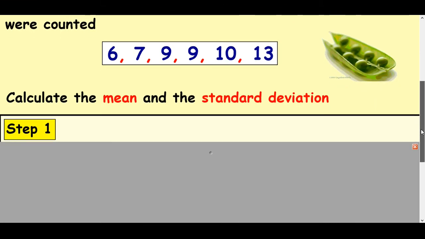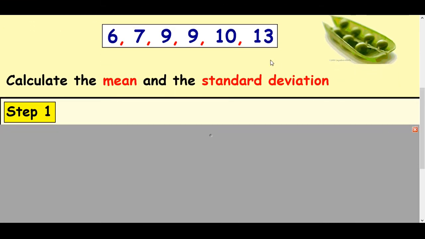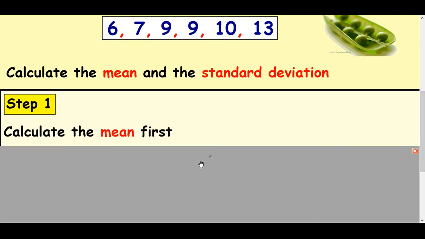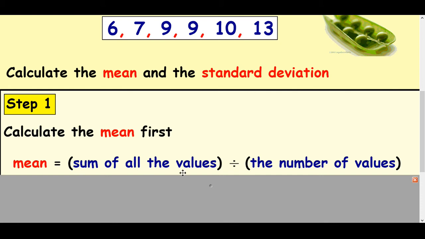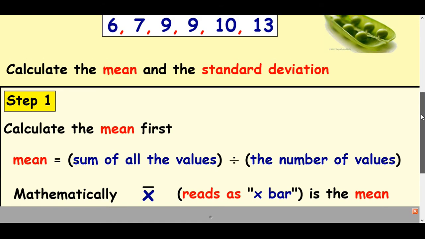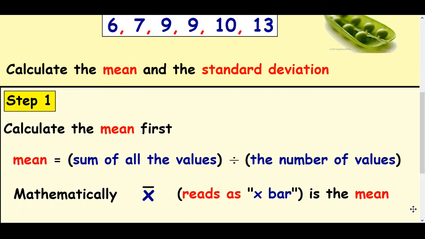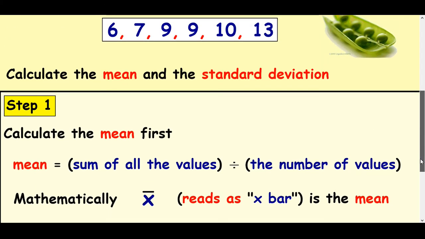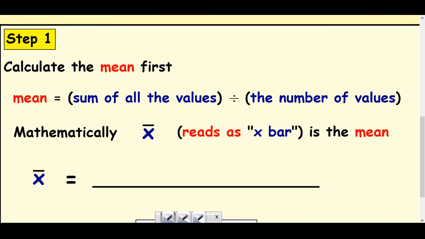Okay, right, so the mean is basically add them all up and divide by how many there are. I'm going to look briefly at a new notation. This is the notation for the mean. It's called x bar, and quite often you see it. You'll see it in the formula for standard deviation, which we'll talk about in a second. But when we talk about the mean, it's this idea of x bar. So for x bar, you've got to add all these numbers up, 6, 7, 9, 9, 10, and 13, and divide by how many there are.